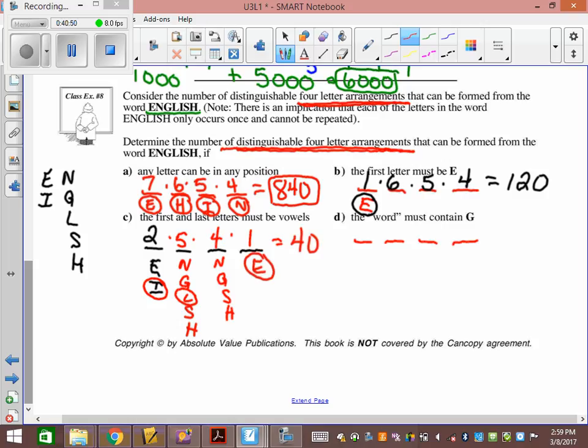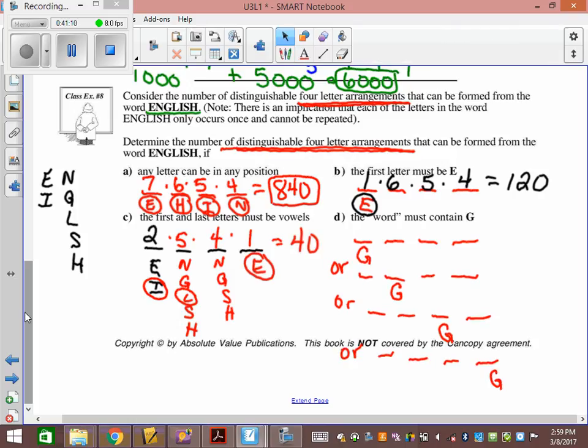So I'm going to have cases. I'm going to have a case where I make the first letter be G. Or I'm going to have a case where I make the second letter be G. Or a case where I let the third letter be G. Or a case where I let the fourth letter be G. For each of these cases you get to start over with the English letters, okay? So I'm going to start off with my restricted part. I have a G here.